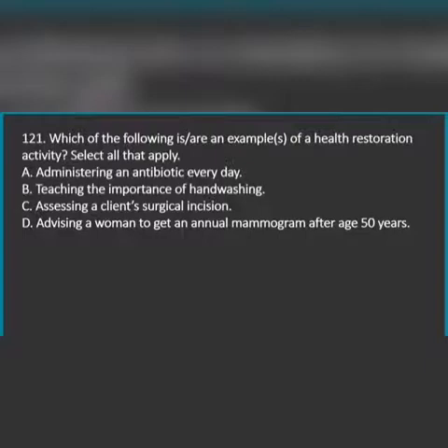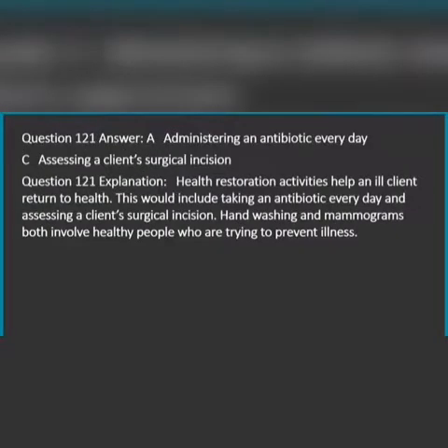D. Advising a woman to get an annual mammogram after age 50 years. Question 121. Answer: B. Administering an antibiotic every day. C. Assessing a client's surgical incision. Explanation: health restoration activities help an ill client return to health. This would include taking an antibiotic every day and assessing a client's surgical incision. Hand washing and mammograms both involve healthy people who are trying to prevent illness.